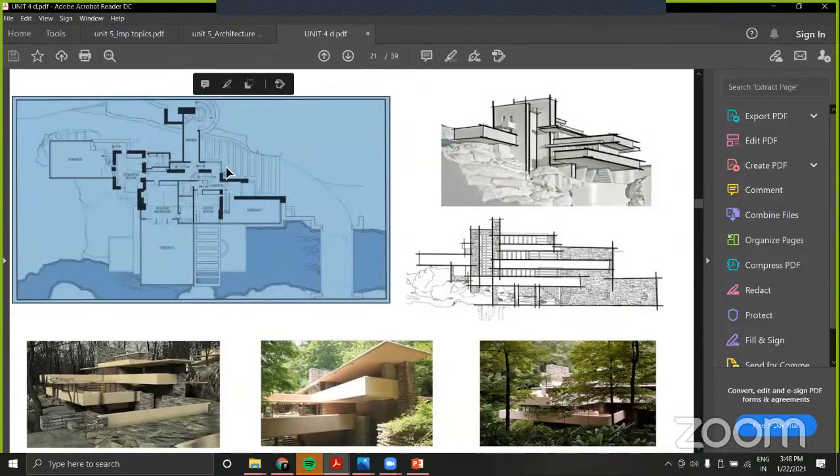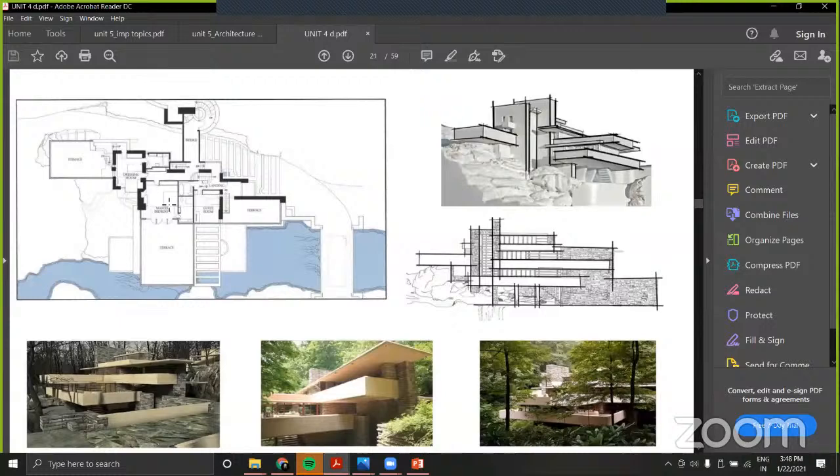Okay, it's not zooming. So this is the master bedroom, and this is the terrace. And here is also a terrace. Here is also a terrace. He wanted to have connectivity with nature, so he gave all those open views from the master bedroom, from the guest room, from the dressing room, and so on.